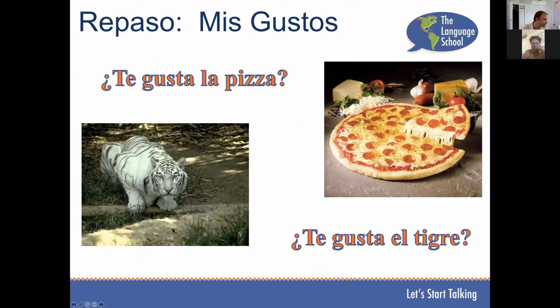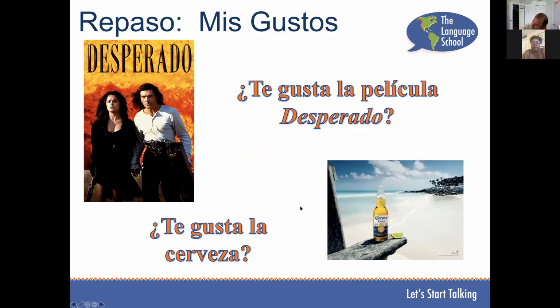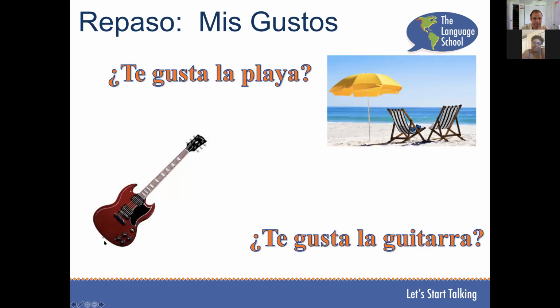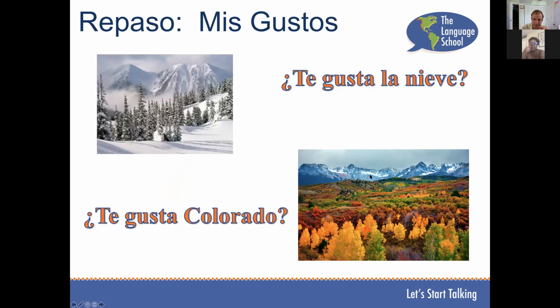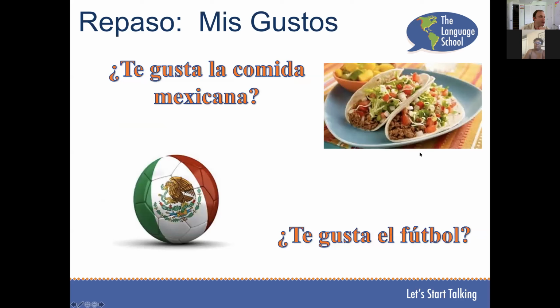¿Te gusta la pizza? Sí, me gusta la pizza. ¿Te gusta el tigre? Sí, me gusta el tigre. ¿Te gusta la película Desperado? Sí, me gusta la película Desperado. ¿Te gusta la cerveza? No me gusta la cerveza. ¿Te gusta la playa? Sí, me gusta la playa. ¿Te gusta la guitarra? Sí, me gusta la guitarra. ¿Te gusta la nieve? No me gusta la nieve. ¿Te gusta Colorado? Sí, me gusta Colorado.